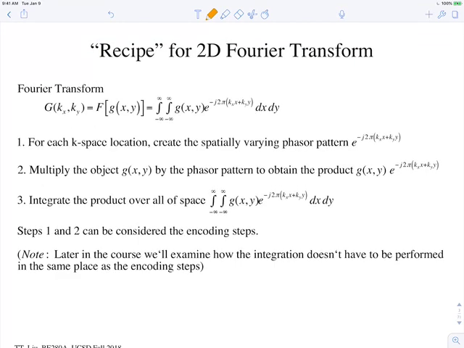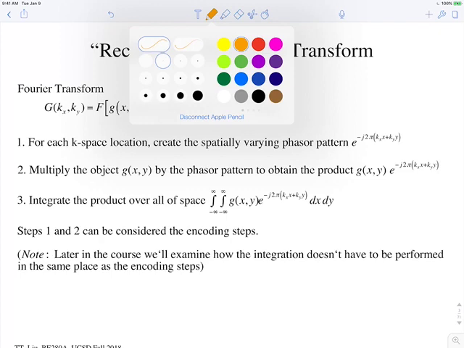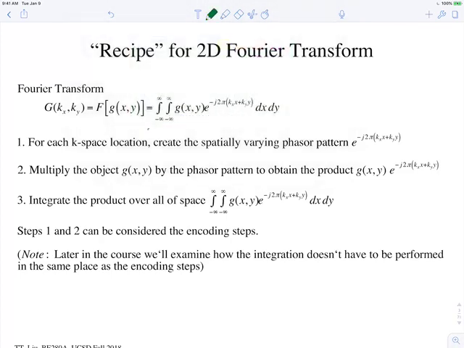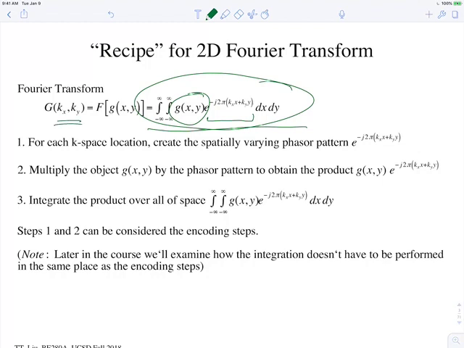So this is the recipe that Professor McVeigh went over. We start off with just the basic math, which is the definition of a Fourier transform. This is our object, g of x, y. What this formula is saying is you need to take your object and multiply it by this complex phasor, and then integrate the whole thing. If you do that for each phasor pattern, that will give you the value of your Fourier transform at one kx, ky location.